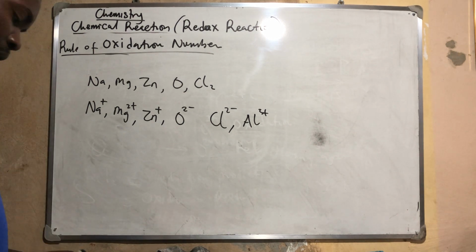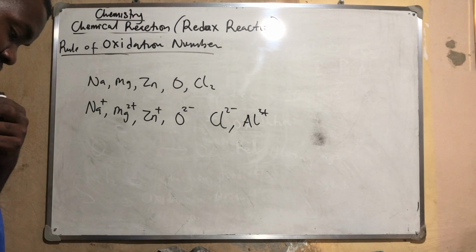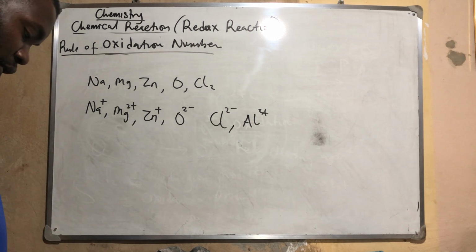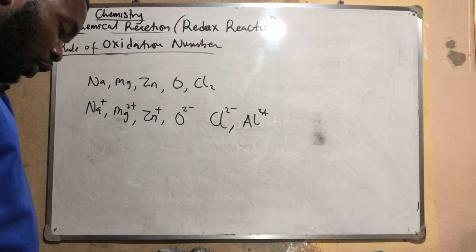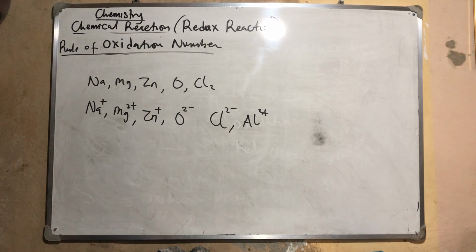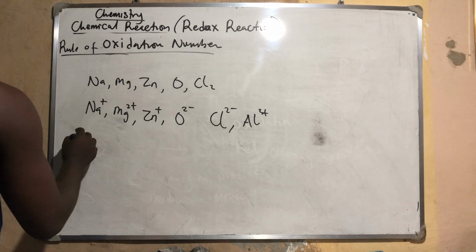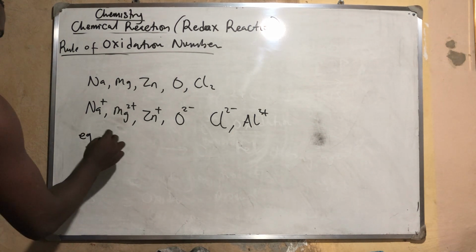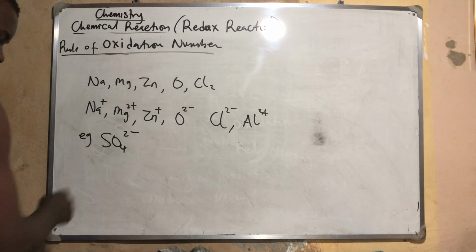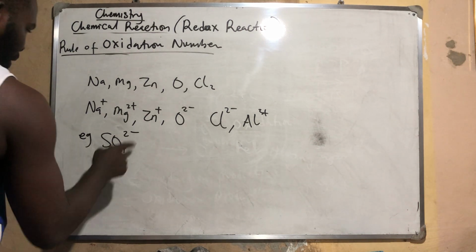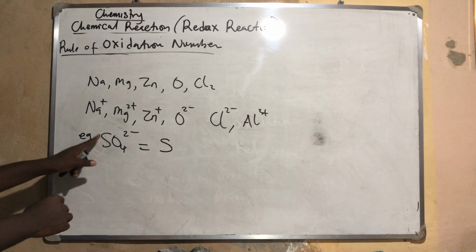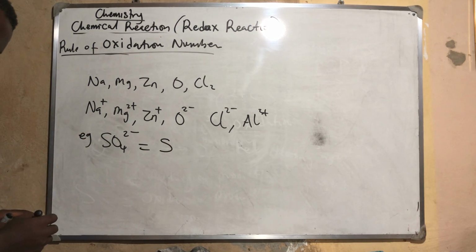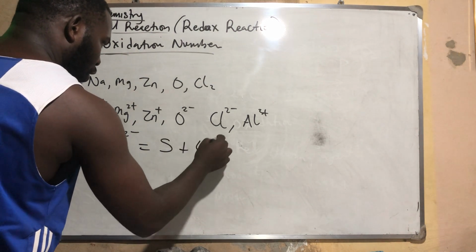Number 3 law says that the oxidation number of a group of ions is the algebraic sum of the oxidation numbers of each of the components that make up the ion. For example, if I have SO4 2-, I will say that the oxidation number of this is equal to what? We can say that the oxidation number of sulfur plus 4 oxidation numbers of oxygen.